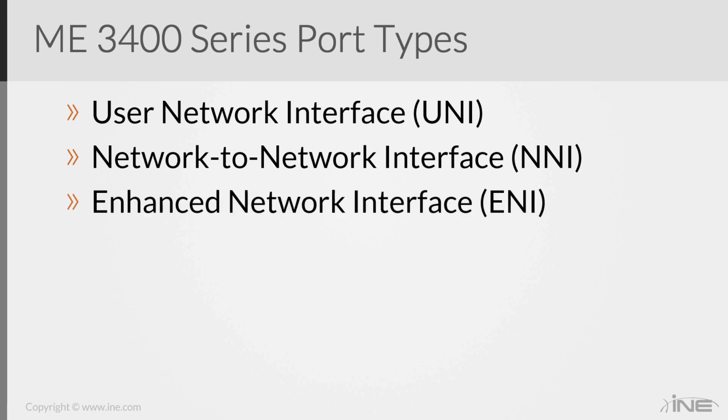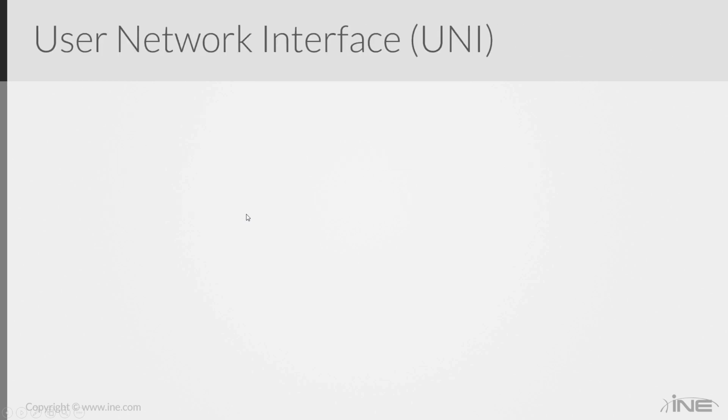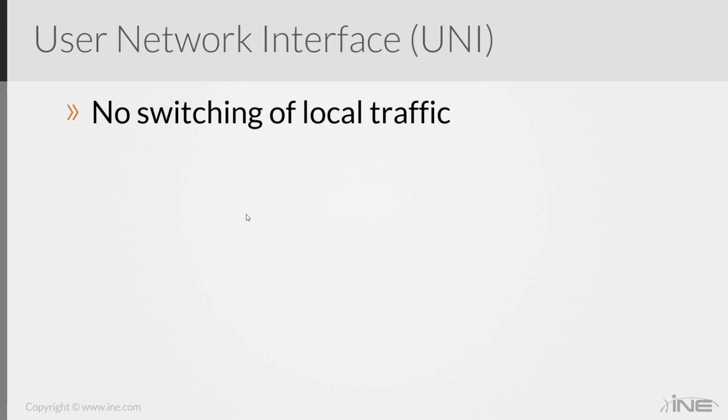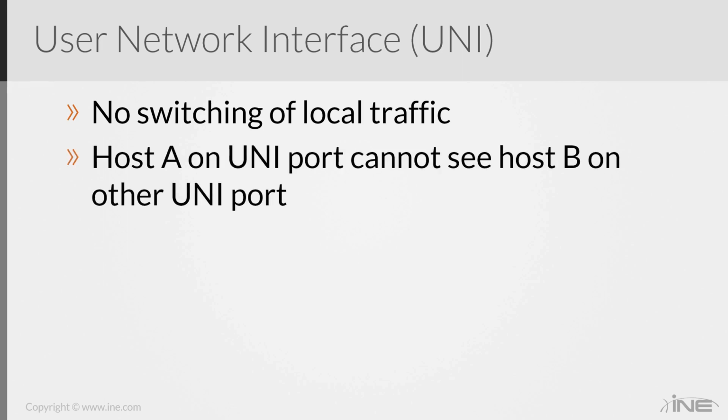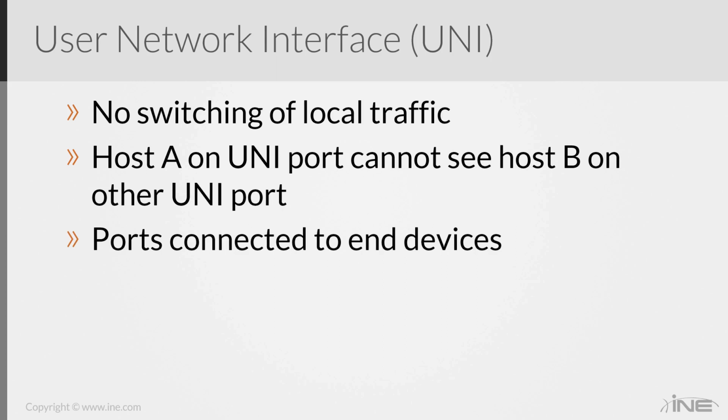So the way that this works typically is the UNI, or the user network interface, is going to be no switching of local traffic, which is just basically a dedicated connection between the provider's device and the customer's device. So what this means is host A on a UNI port cannot see host B on another UNI port. Ports connected to end devices. So what this means to you and I is when you're going through and setting stuff up, UNI is going to be what you use to connect down to the customer.